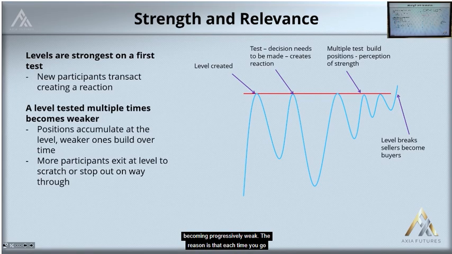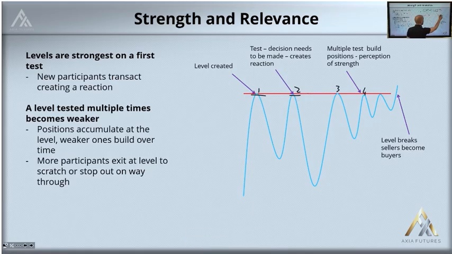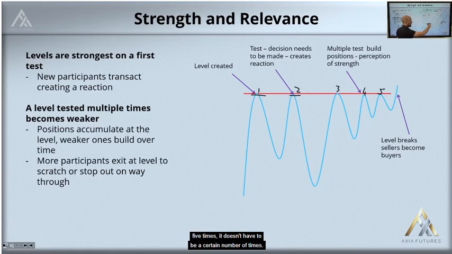The reason is that each time you go there, you will get people sell the first time. You will get people sell the second time. And it's not about whether they've sold or not. It's about whether they've got out. Because these people who've sold once, twice, now 3 times, 4 times, 5 times, and it doesn't have to be a certain number of times. But if they've not got out of their trade, they're now, and think about this from your own point of view, becoming increasingly frustrated. They've been selling and they're getting nothing for it.